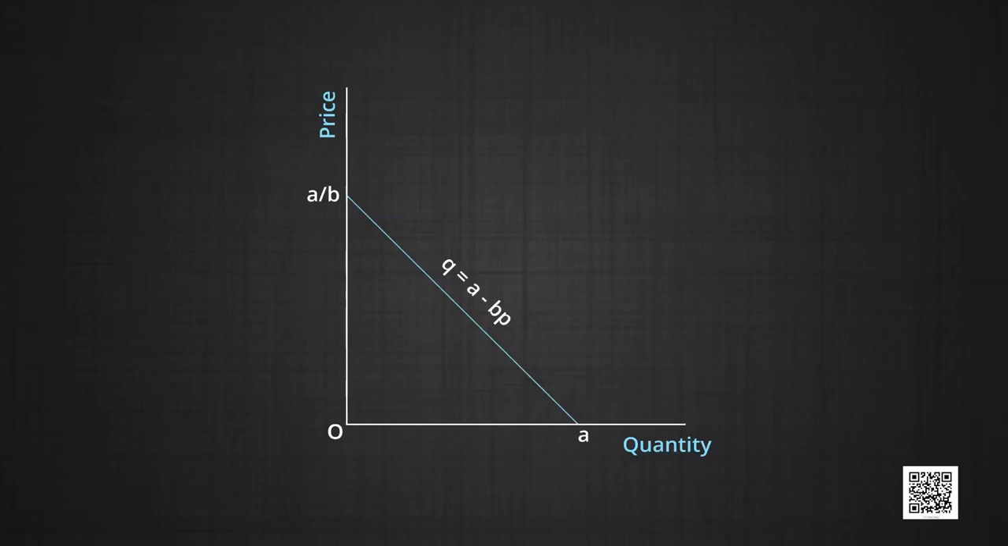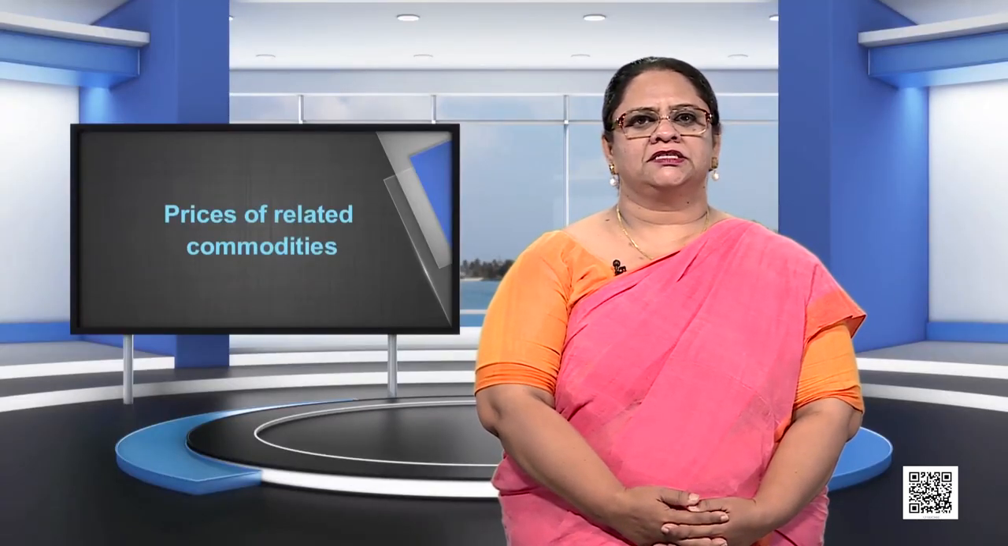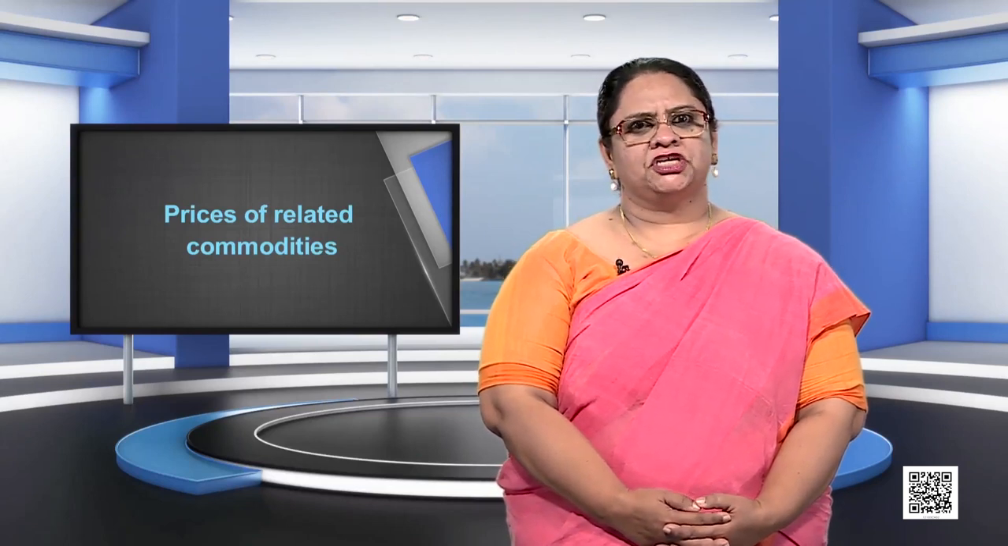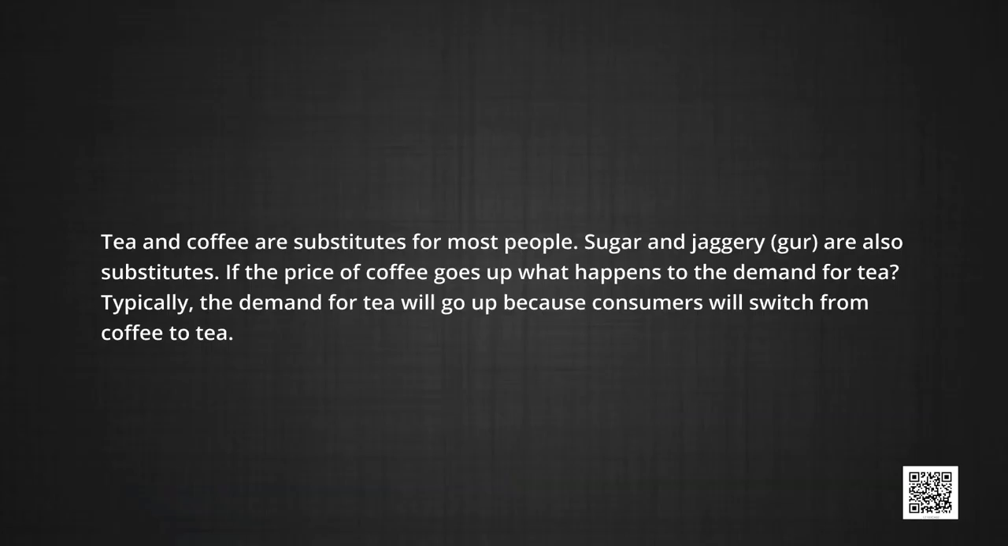Figure given here depicts this linear demand function. The demand for a commodity may also be related to prices of other commodities, depending on whether they are complements or they are substitutes. Commodities which can be consumed in place of each other are called substitutes. Tea and coffee are substitutes for most people. Sugar and jaggery or gur are also substitutes.